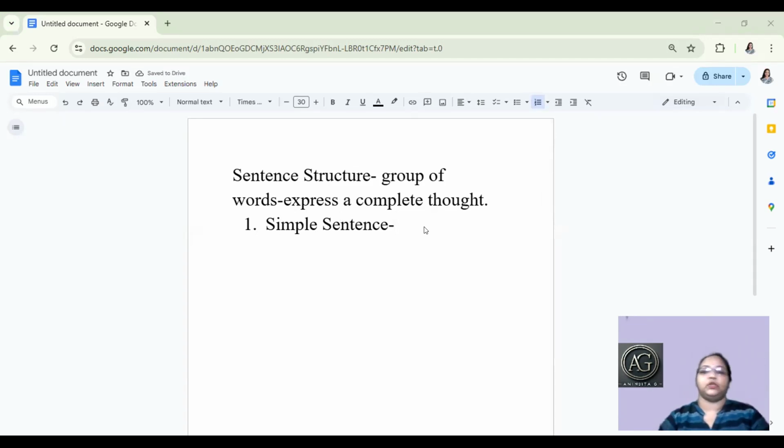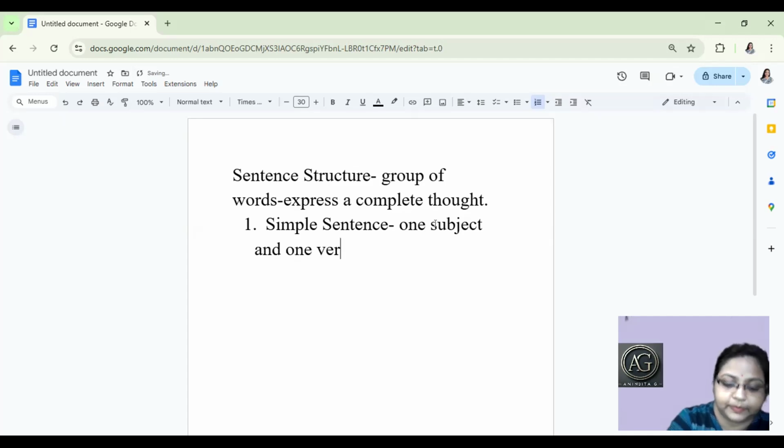A simple sentence will have only one independent clause. That means it has a subject and a verb and expresses a complete thought. For example, I love reading. There is one subject, I, and one verb, that is love. Similarly, she plays the guitar. There is one subject, she, and one verb, plays. So these are the simple sentences. It will have one subject and one verb to express a complete thought. Let me write down the keywords: one subject and one verb, like that.